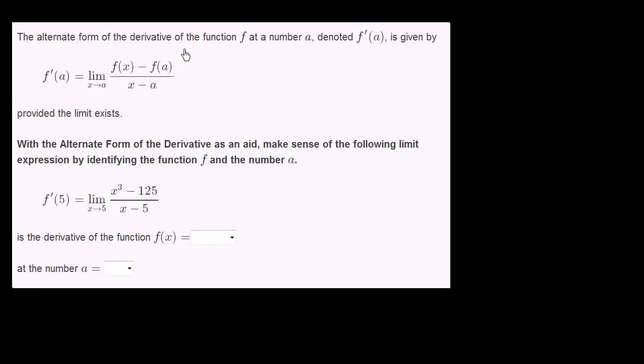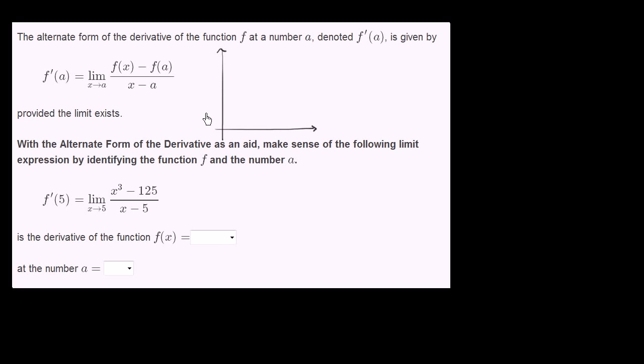The alternate form of the derivative of the function f at a number a, denoted by f prime of a, is given by this stuff. Now, this might look a little strange to you, but if you really think about what it's saying, it's really just taking the slope of the tangent line at the point a, f of a.